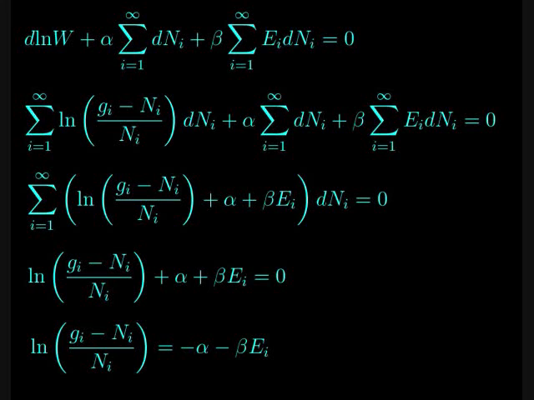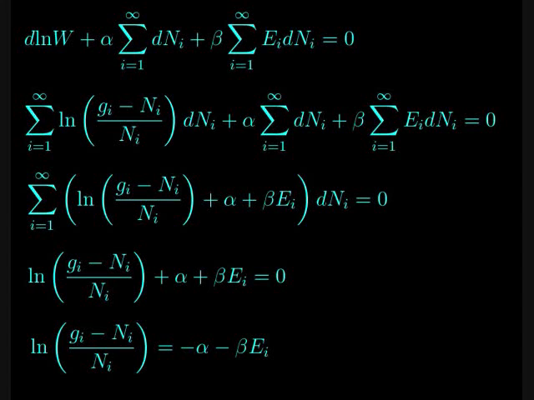Combine the summation terms. Since we have included all of the constraints, the dn sub i terms can be varied arbitrarily. Therefore, the only way the left-hand side can be 0 is if all of the coefficients of the dn sub i's are 0. Thus, set the coefficients equal to 0.